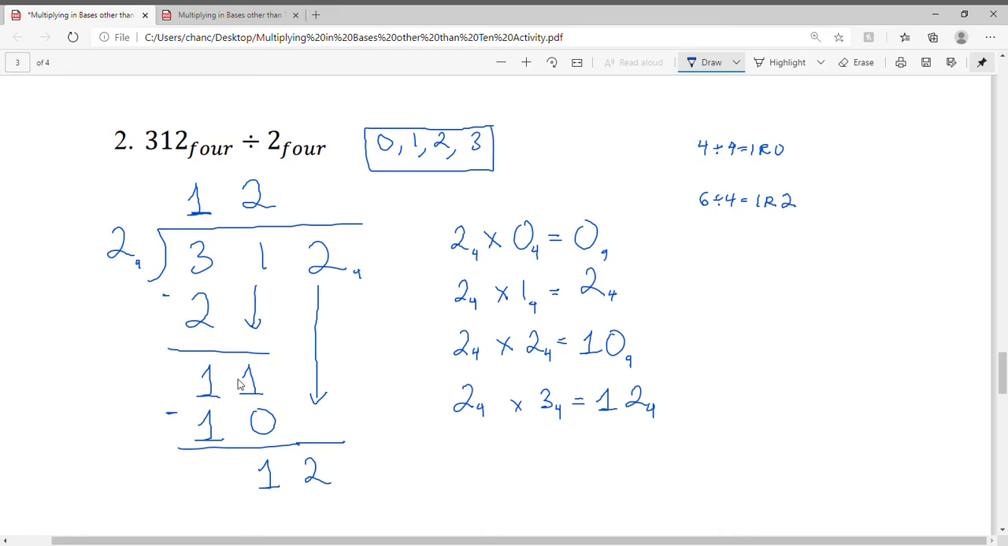Now 2 times what gives you very close to 1, 2? Well, it's exact. This is a 3. I know 2 times 3 is 1, 2, base 4. So we're going to put a 3 here, put a 2 here, then we'll multiply. 2 times 3, I know that's 1, 2, base 4. Subtract. We do not get a remainder. We get a remainder of 0. So here's our answer. 1, 2, 3, base 4.